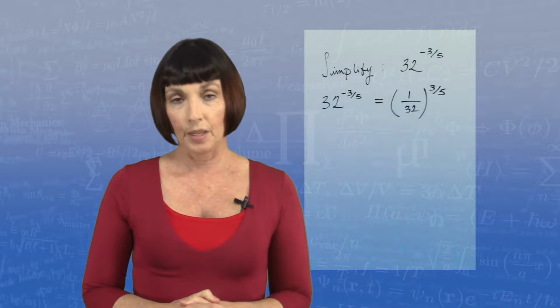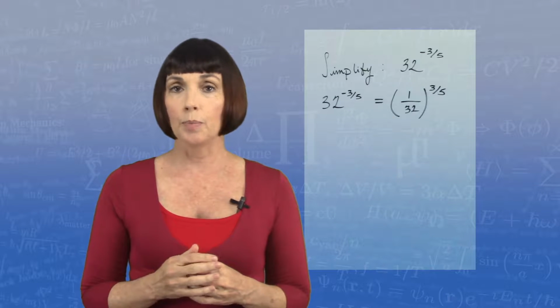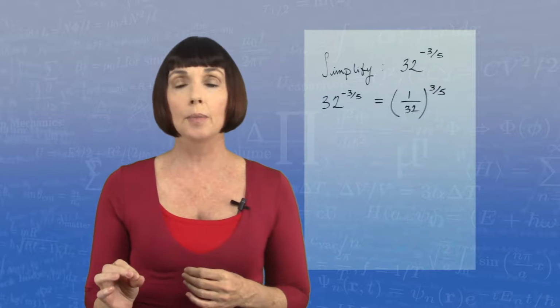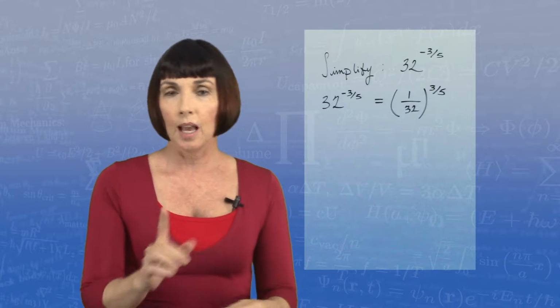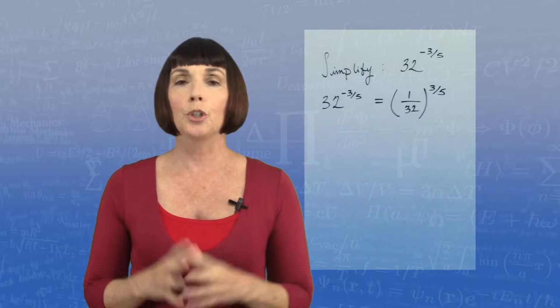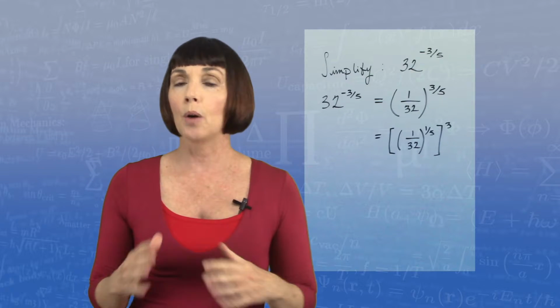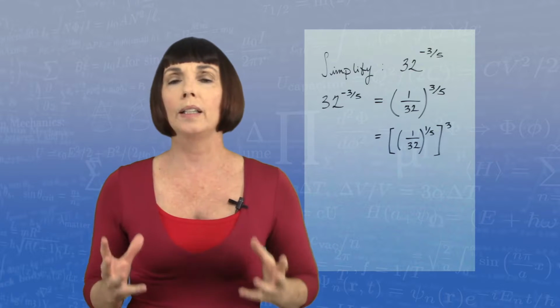3 over 5. Now, I can either deal with the number in the numerator of my exponent first or the number in the denominator first, whichever one I want. I'm going to do the denominator first. So 1 over 32 to the power of 3 over 5 is the same as 1 over 32 to the power of 1/5 and that whole quantity cubed.